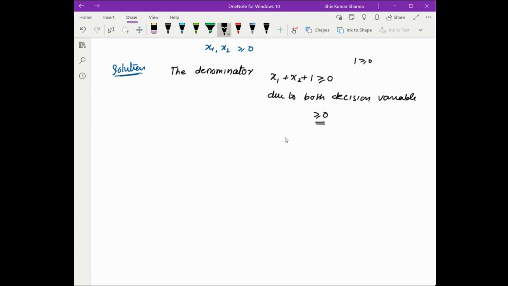So for both decision variables, we write x1 plus x2 plus 1 greater than or equal to 0 for all decision variables x1, x2. So it is feasible for the problem.